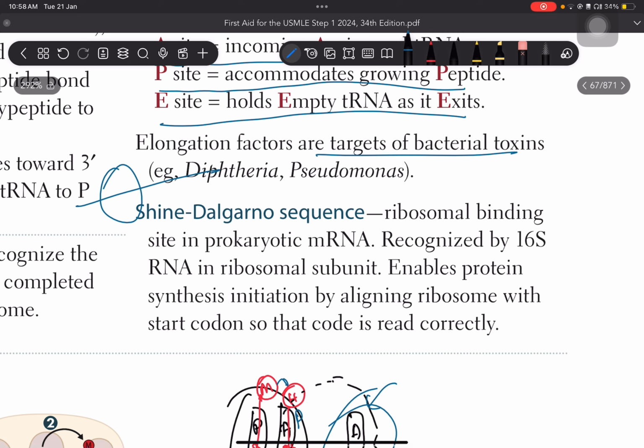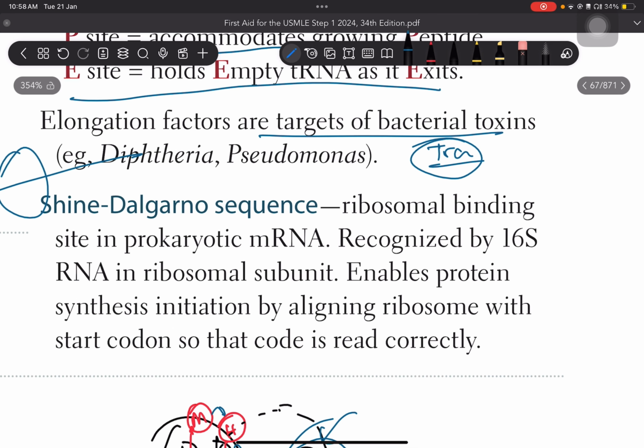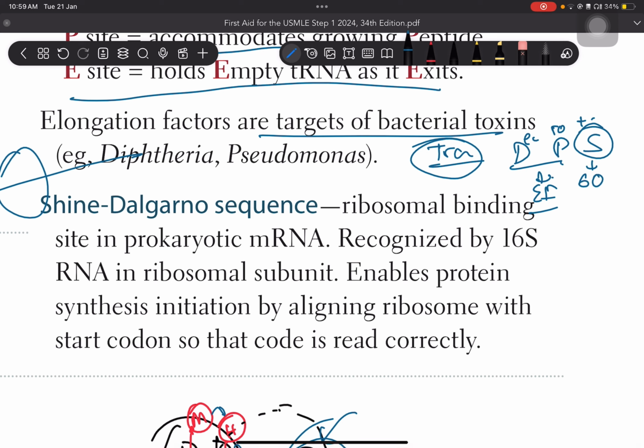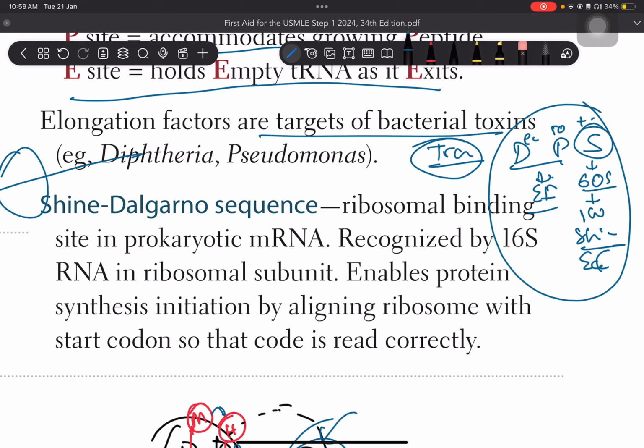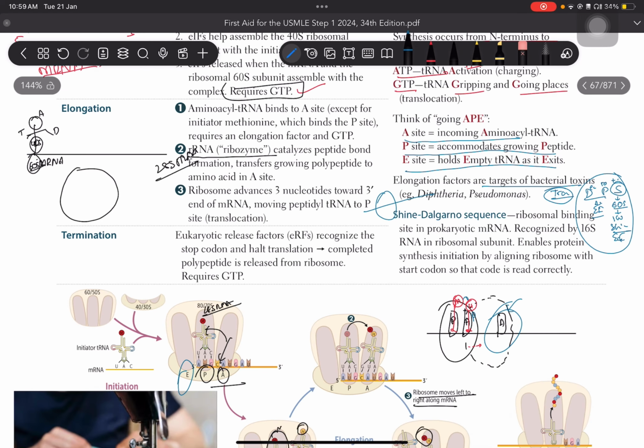So let's have some topic over here. You have some bacterial toxins which target protein translation. What are these? They decrease protein synthesis. Remember them as decreasing protein synthesis. So diphtheria and Pseudomonas target your elongation factors. The 60S is targeted by the Shigella-like toxin of E. coli. So all of these target your protein synthesis and decrease it.